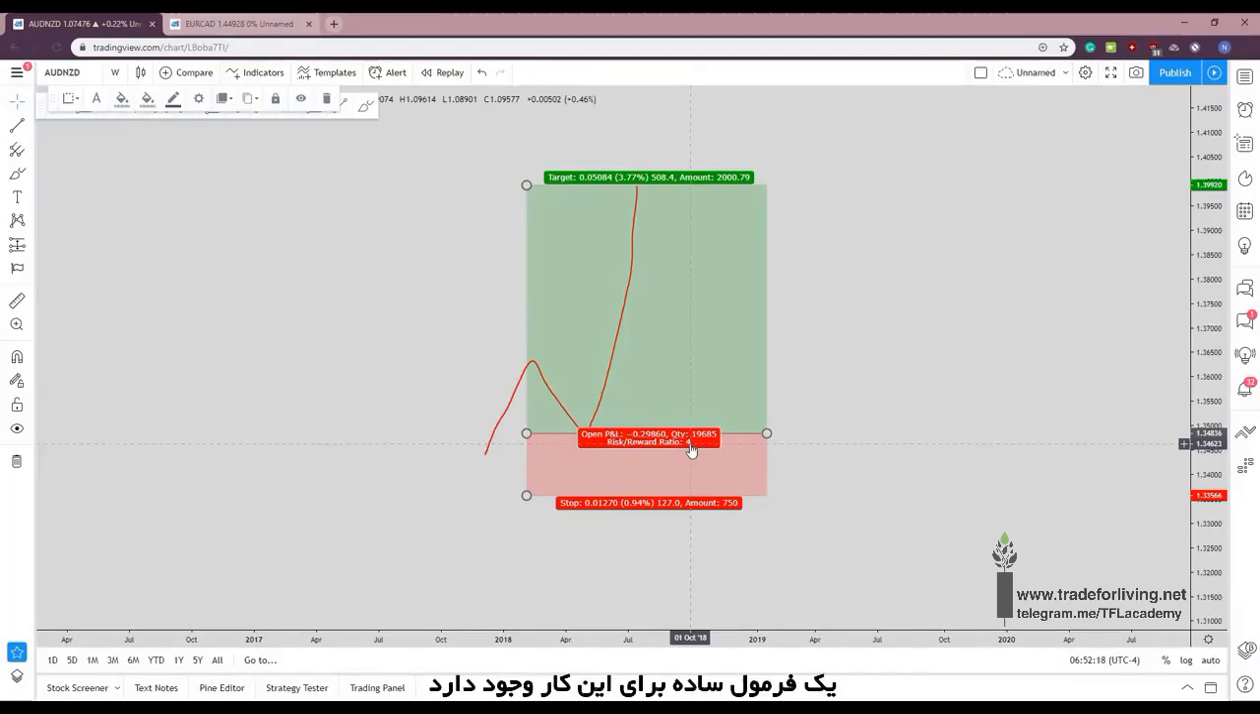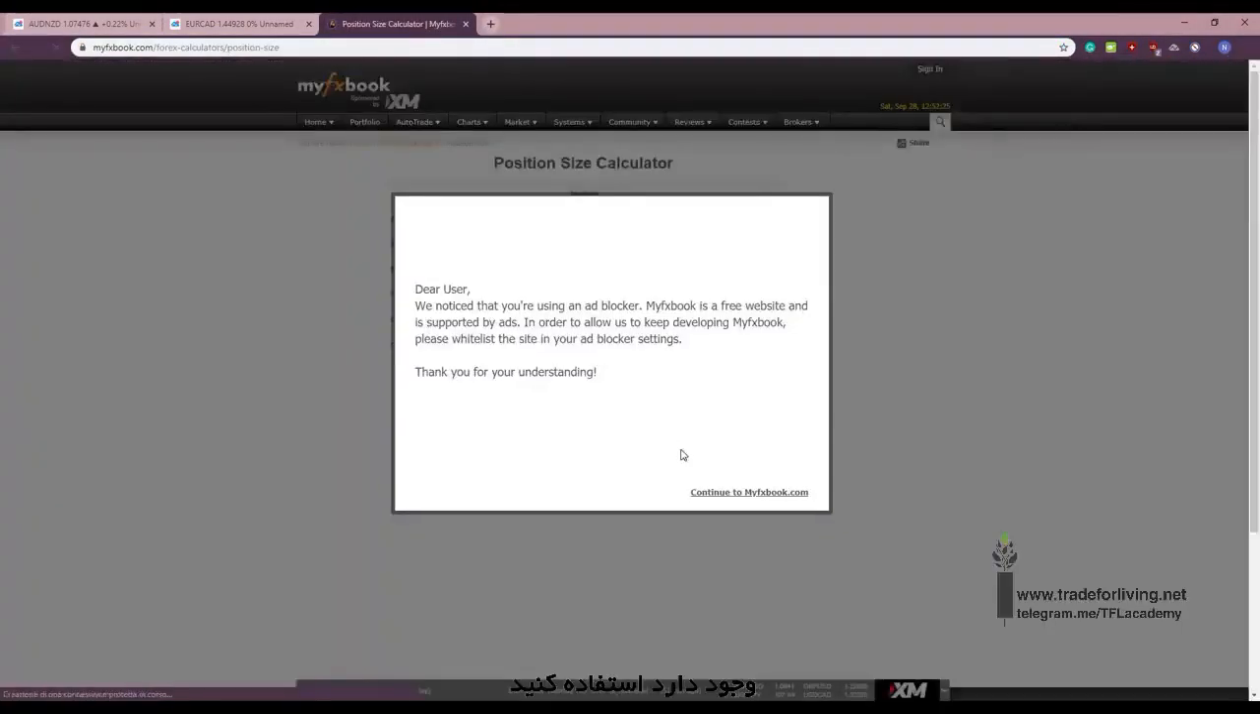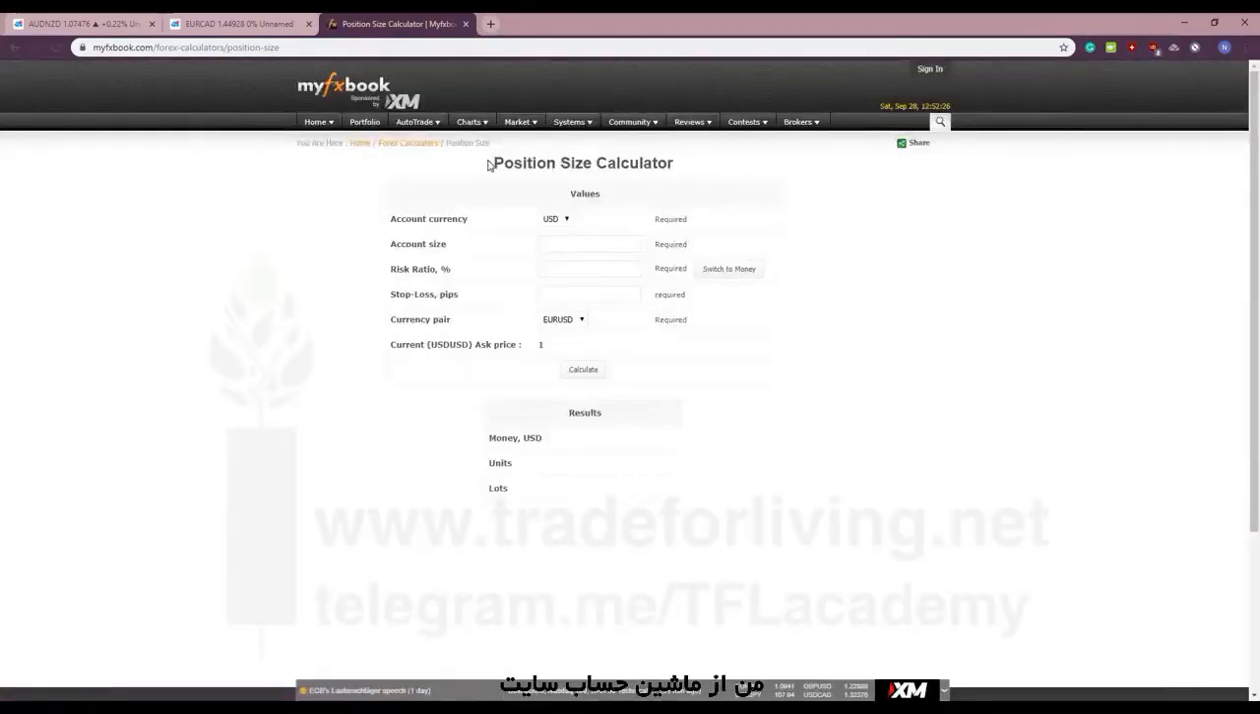Now there is a simple formula to do this. However, you don't really need it, because you can go to any of the many calculators online. In this particular situation, I will go on the position size calculator of My Forex Book. You can just Google it, position size calculator, My Forex Book, and you will get to this page.